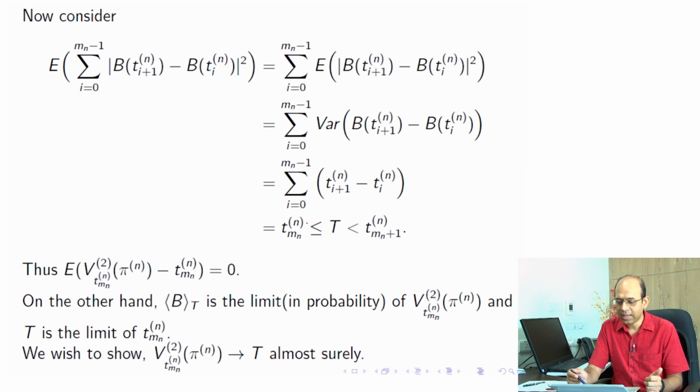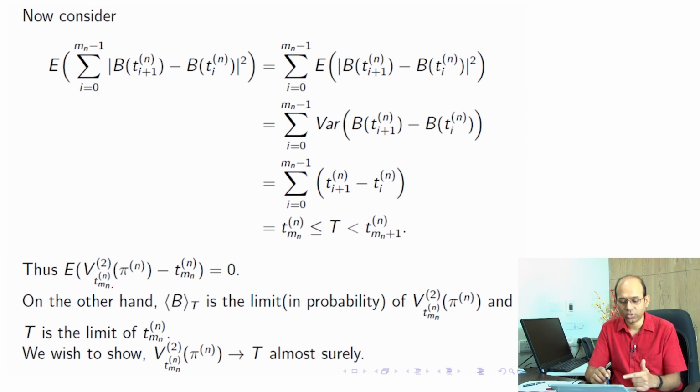And we are summing over all possible i starting from 0 to m_n minus 1. So this is like a telescopic sum, and the sum total would be t_{m_n}^n. Since t_0^n is 0, we get exactly t_{m_n}^n. But this t_{m_n}^n is the left approximation of capital T, and the next partition point is more than capital T. So we are now rewriting whatever we have obtained here. Thus this part is nothing but the quadratic variation approximation along the partition pi_n.